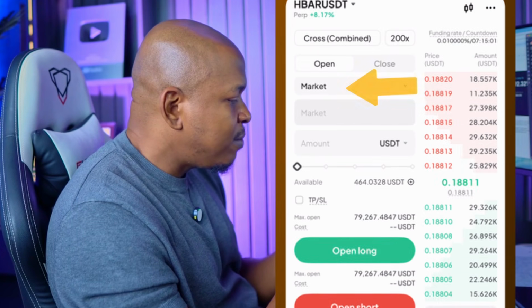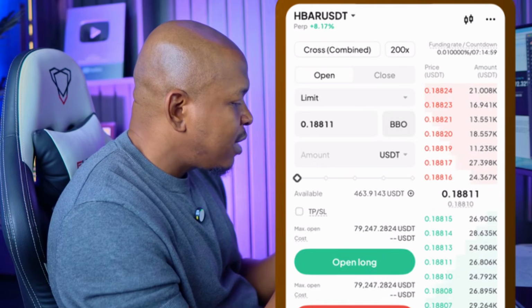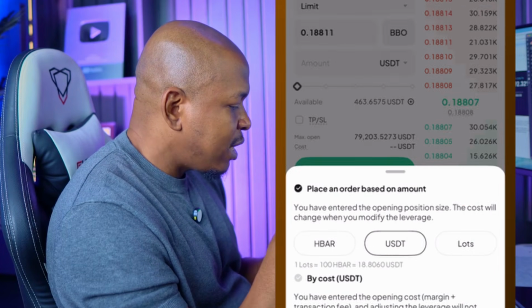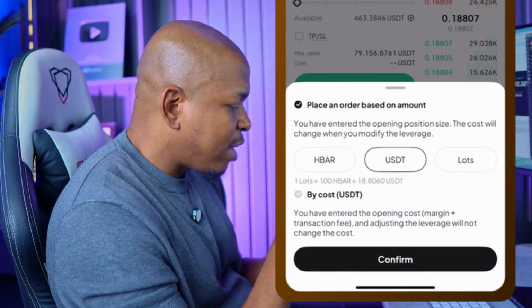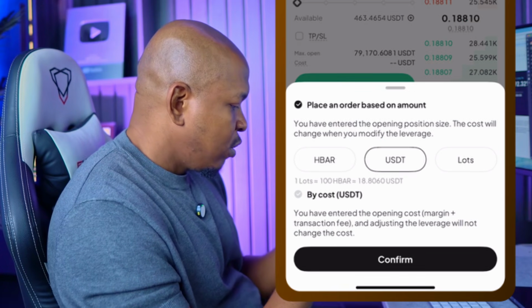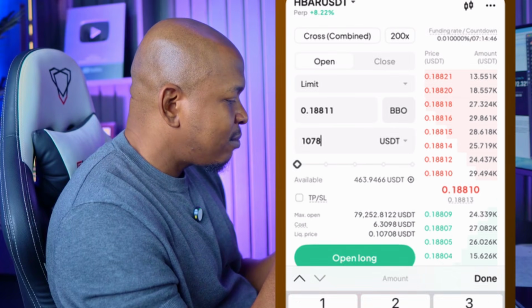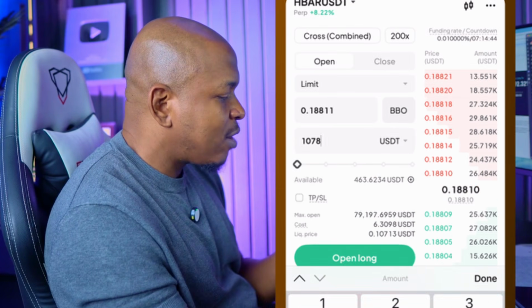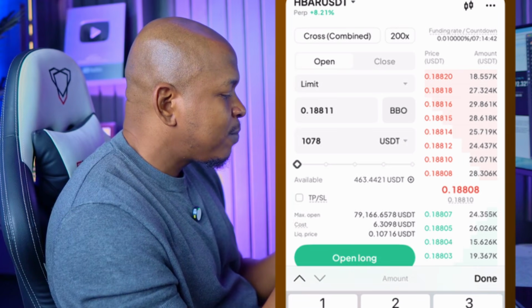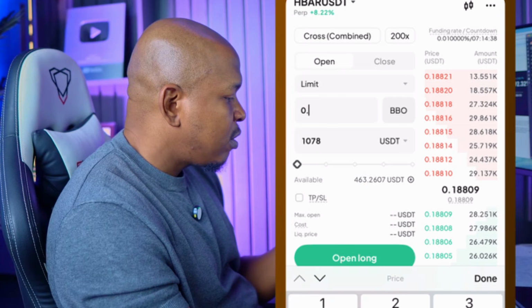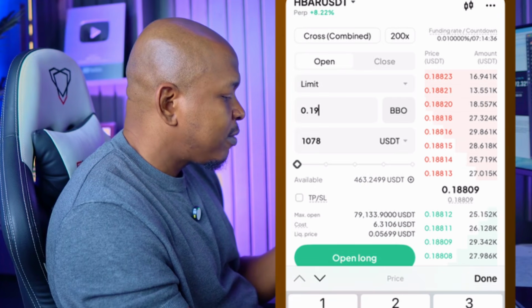Now it's limit order. I'll select limit order, and where we have amount, again, make sure that it is in USDT and by cost is not selected. So we have amount. I'm going to paste that position size there. That's what I copied from the PS calculator, 1078. And my entry price is what I'll put here. My entry price is 0.19503.